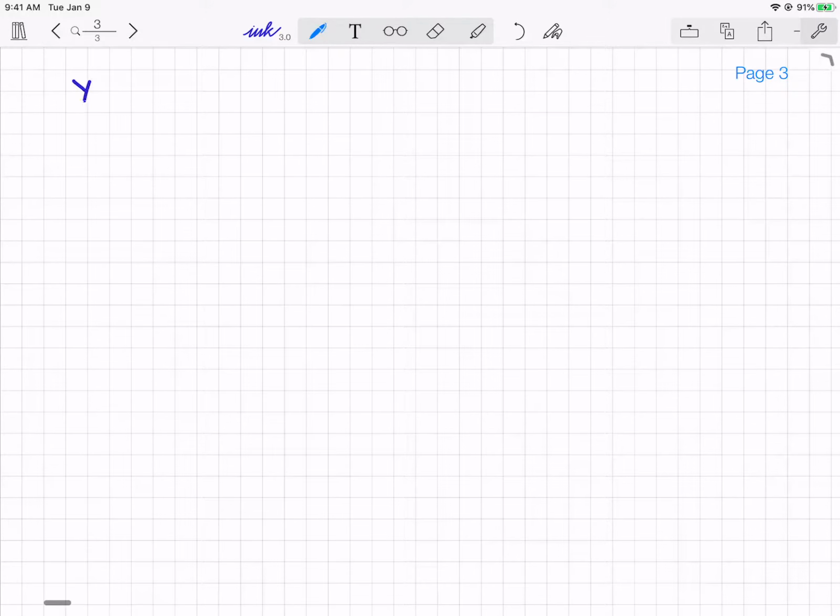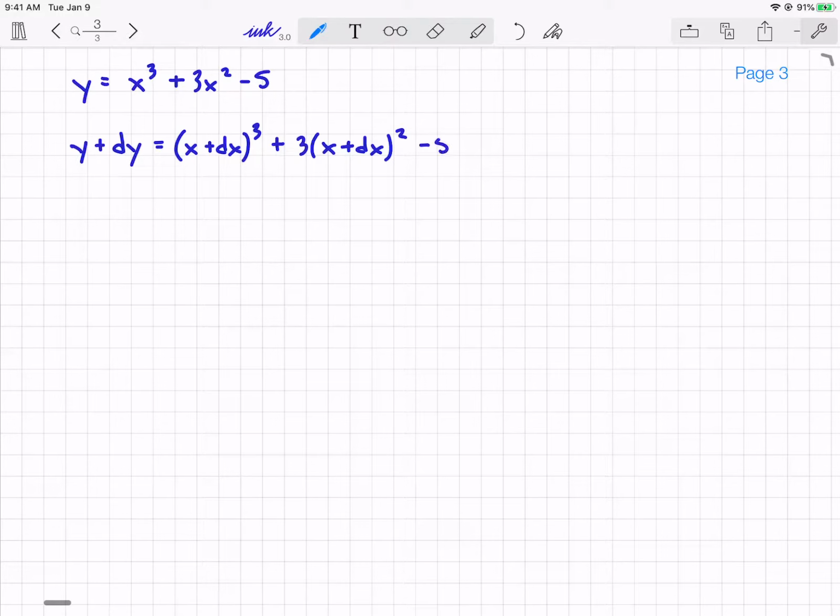So let's take a look at y equals x cubed plus 3x squared minus 5. We know what's going to happen with this, but let's go ahead and find out. We should get 3x squared plus 6x. So what I'm going to do is perturb the x, which results in a perturbation of the y. Again, I'm just applying these infinitesimal changes to x. I get plus 3 times x plus dx, the quantity squared, minus 5.